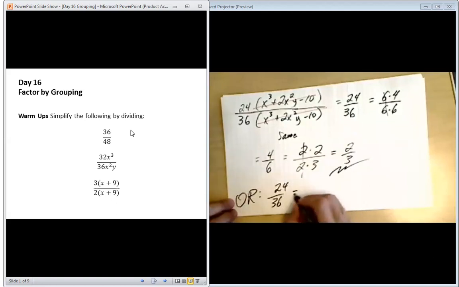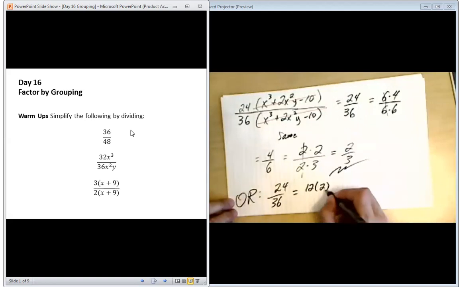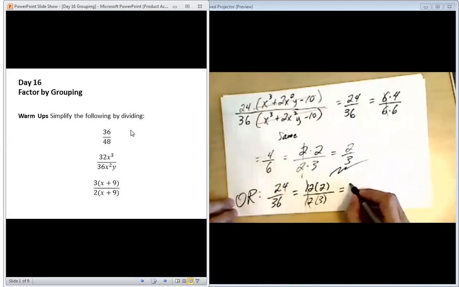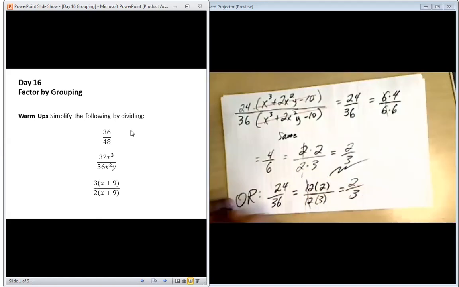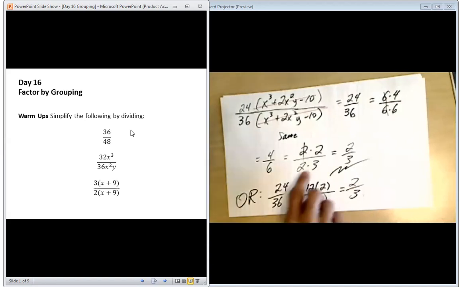Or, 24 over 36. What's the biggest number that goes into both? 12, I think. 12 times 2 is 24. 12 times 3 is 36. 2 over 3. See? I'm just showing you primes because it's a bit of a review, right? Make sure we can do that, but you can also look at it this way.